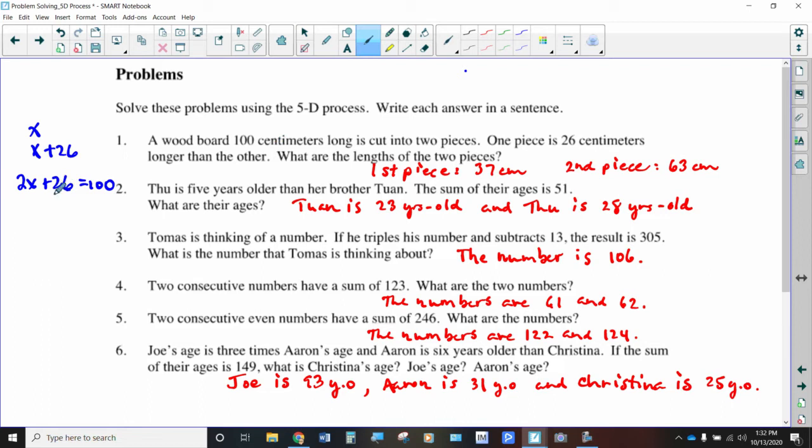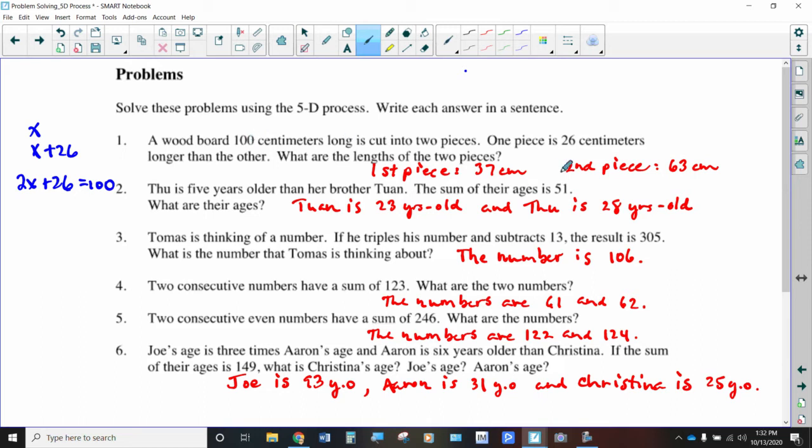So now it's just a process of subtracting 26 from each side and then dividing by 2 to get the length of x, which would be the first piece. That would be 37 centimeters. And then the second one would be 26 more than that, which would be 63. Now, if this is correct, then we should be able to add this piece to this piece and get 100 for the answer.